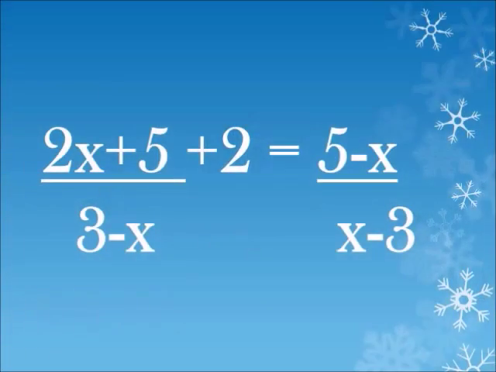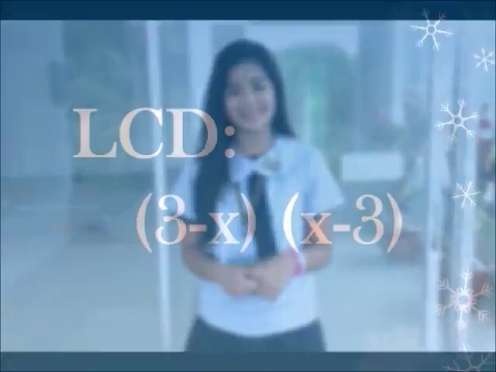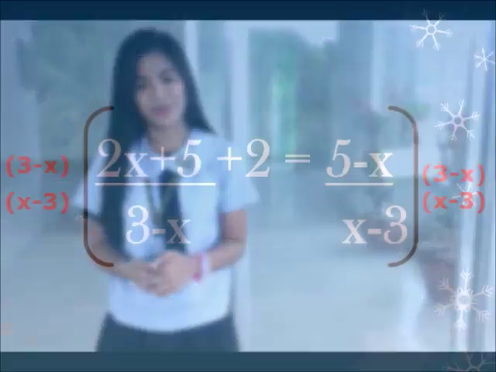How to solve rational equation, and I will solve my expression 2x plus 5 over 3 minus x plus 2 equals 5 minus x over x minus 3. Then first, find the LCD, which is x minus 3 times the quantity of 3 minus x. Then next, we will multiply the LCD on both sides of the equation.